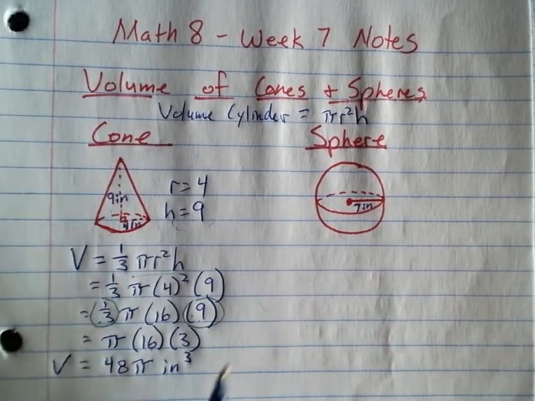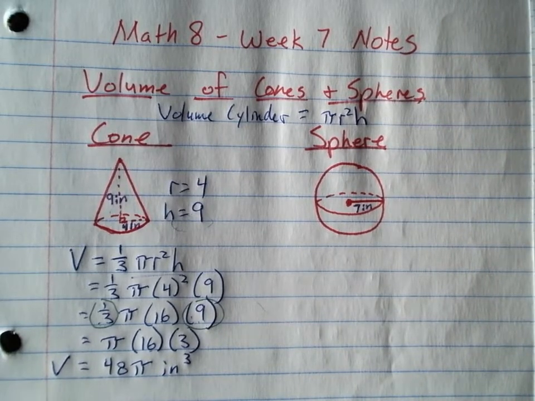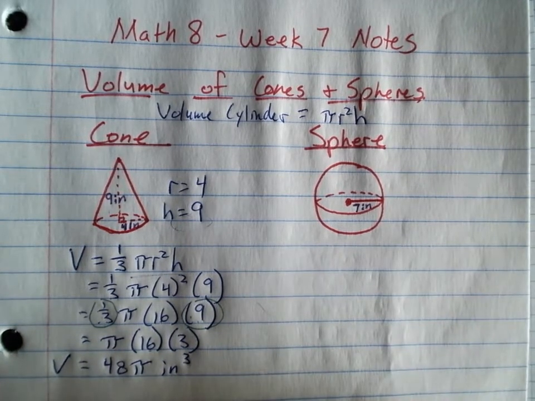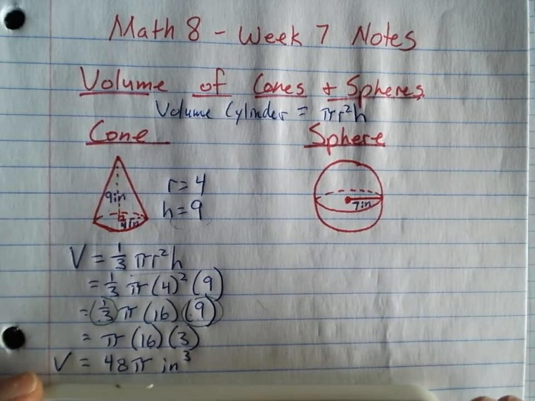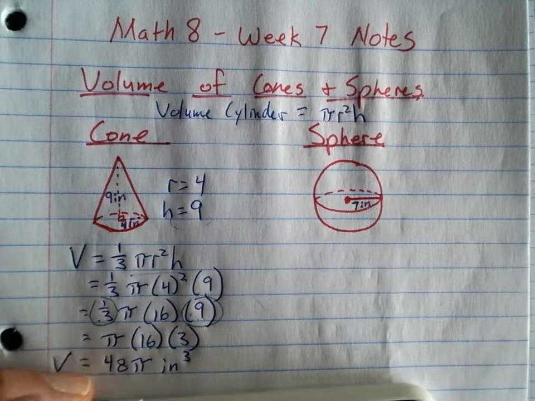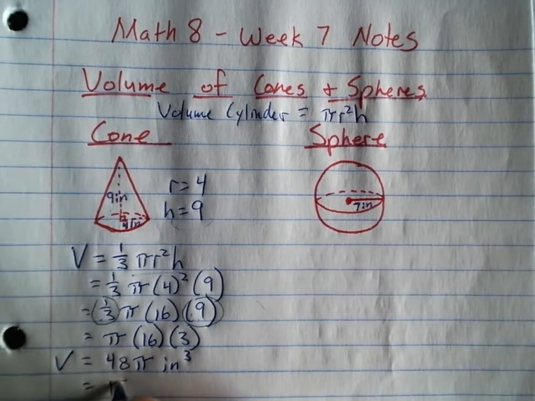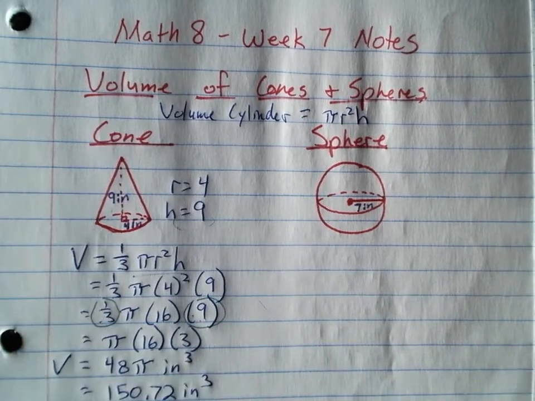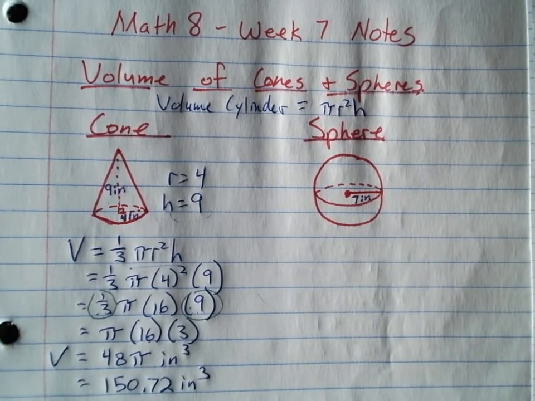That would be if we were to do that in pi notation. If we decided to do that a different way and not use pi notation, we would take out our handy dandy trusty rusty calculator, do 48 times 3.14, and we would get 150.72 inches cubed, okay? So that's for the cone.